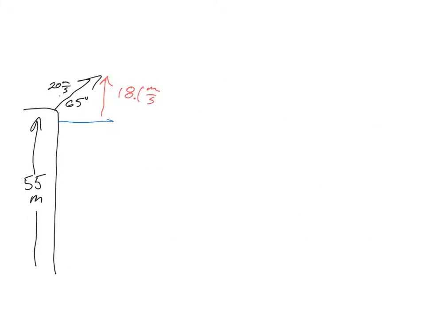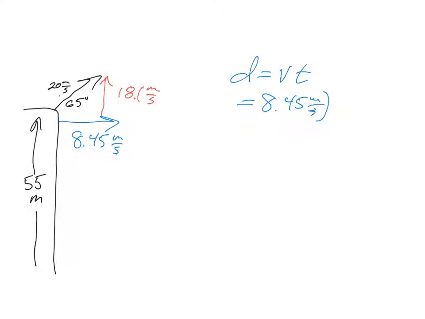Alright, let's find my horizontal velocity. 20 times the cosine of 65. And I get 8.45 meters per second. My only equation is d equals vt for how far in the horizontal. 8.45 meters per second times time.